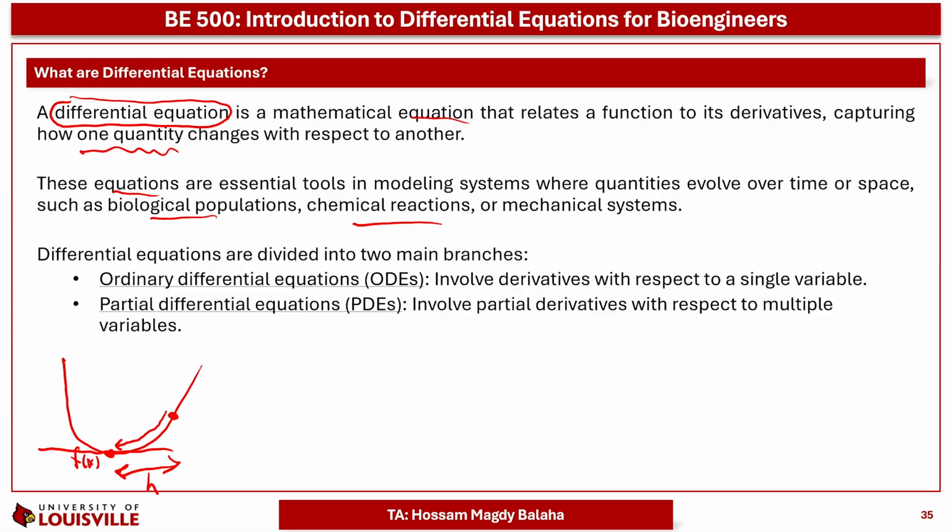Differential equations can be divided into two subcategories: ordinary differential equations, or ODE, and partial differential equations, or PDE. In ODE, we have derivatives, but they reflect a single variable. In PDE, we have partial derivatives with respect to multiple variables. So if you find in a specific equation that you have a single variable in the derivatives, then this is called an ODE, or ordinary differential equation. And if you find multiple variables and partial derivatives in the equation, then this is called a partial differential equation.